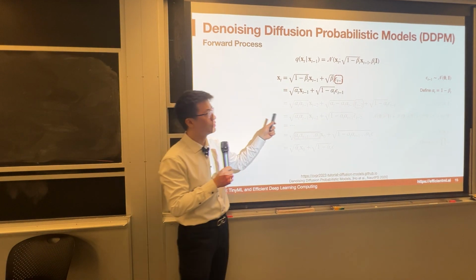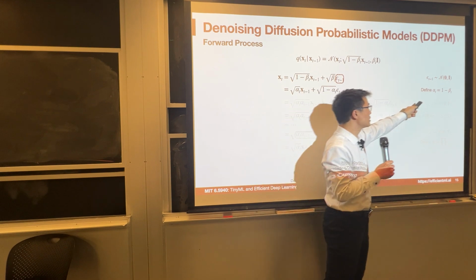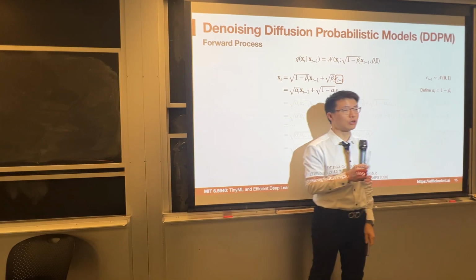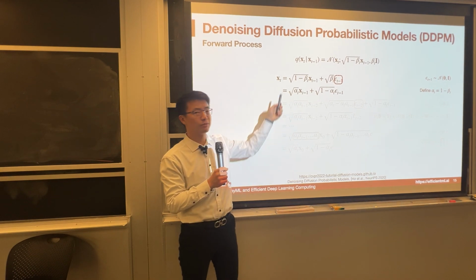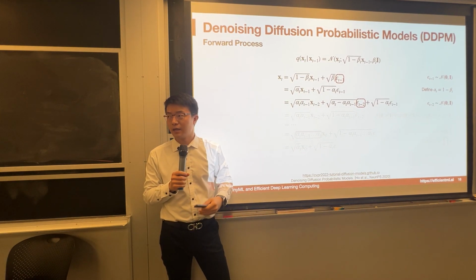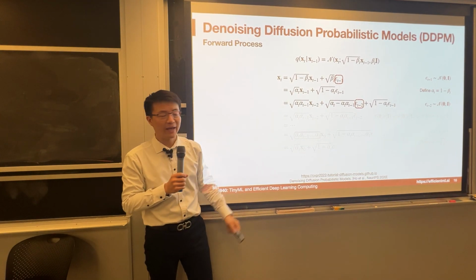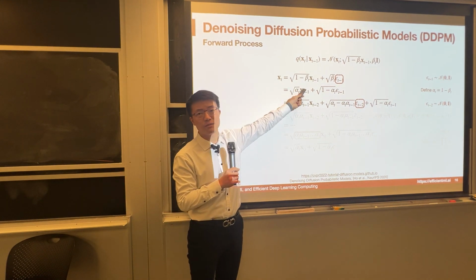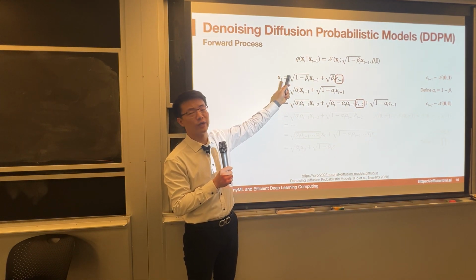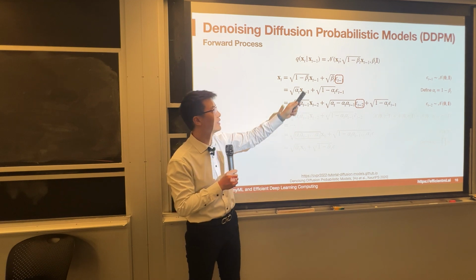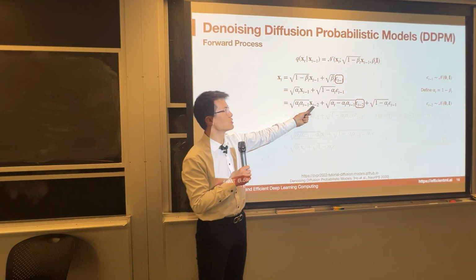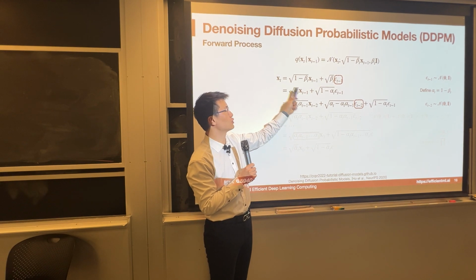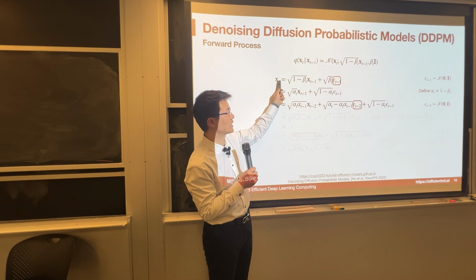We can do a little transformation, define alpha t equal to 1 minus beta t. So we can transform the relationship into the second row. And then we can plug in x t minus 1 using a similar form. The relationship between x t minus 1 and x t minus 2 can use a similar form of equation, so that we can get the relationship between x t minus 2 and also x t.